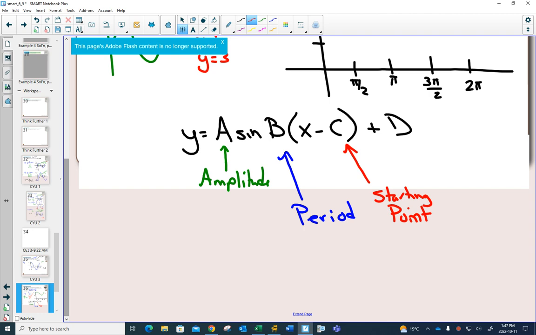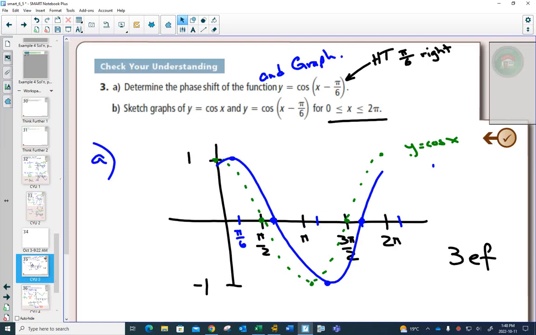With our C value, the shortcut thing we're going to be talking about is starting points. You're going to have to remember that sine normally starts on the center line going up. And you're going to have to remember that cosine normally starts at a maximum. So the starting point for cosine normally starts at a maximum, but if we look at the example that we did just previously, here it shifted pi over 6 to the right. So your maximum shifted pi over 6, and the new starting point is pi over 6 to the right. And then you can still do your 4 sections.